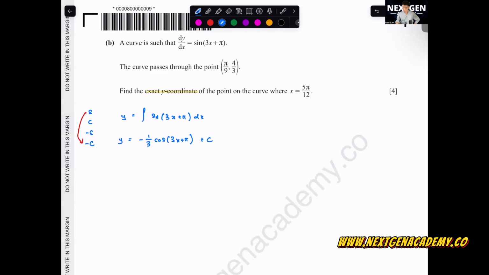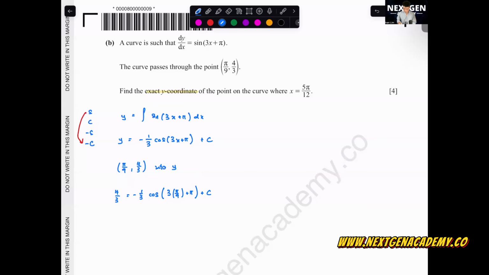Now we're going to substitute the x and y to find the C value. Okay, so here pi over 9 and 4 over 3 into y. 4 over 3 equals negative 1 over 3 cos(3 times pi over 9 plus pi) plus C. Okay, what will we get for here? You all can do one at a time.